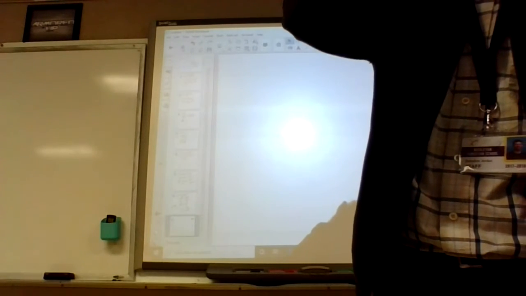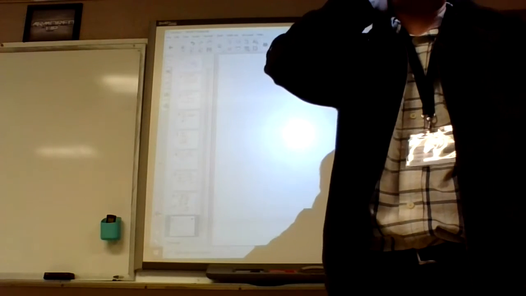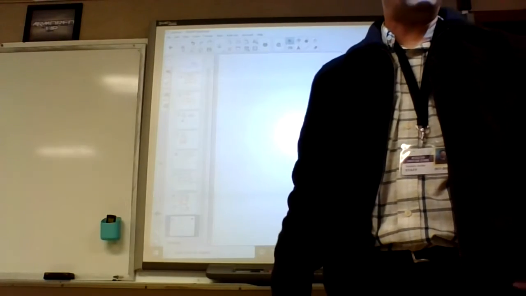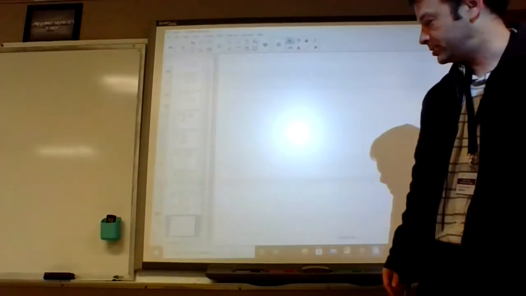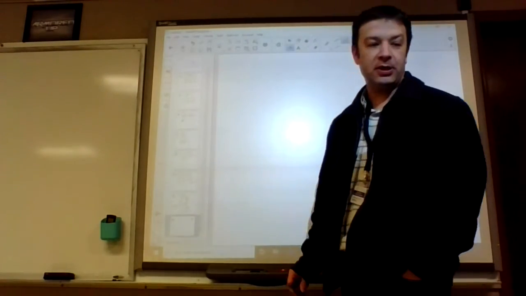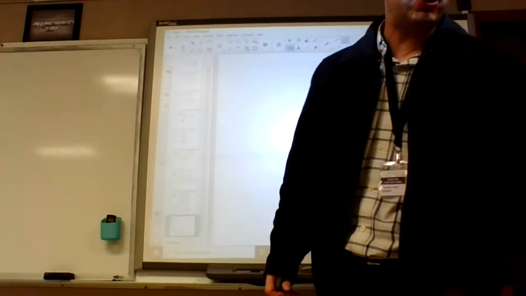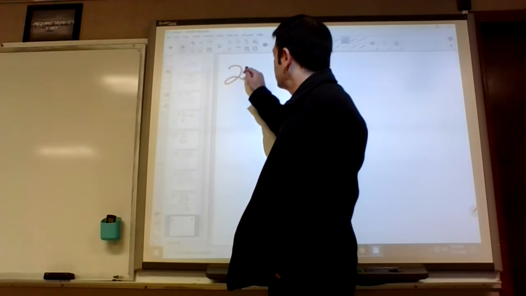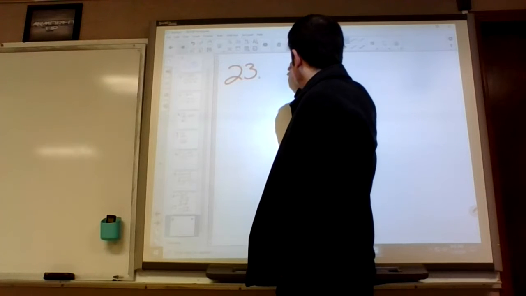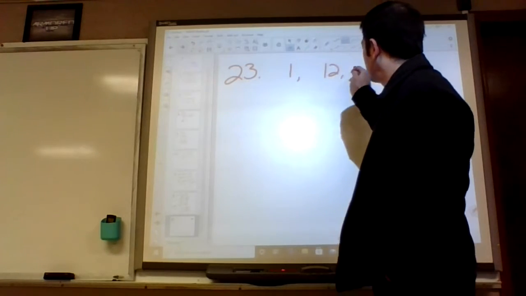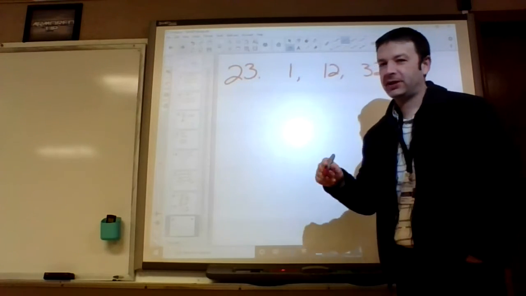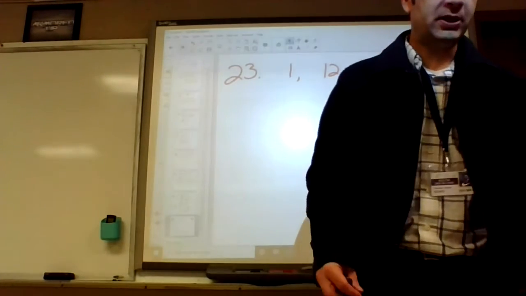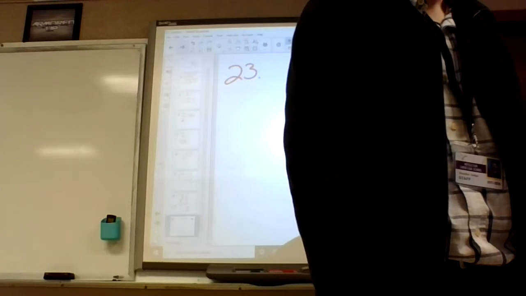Completing the square. Okay, we didn't really do completing the square, but basically it's the quadratic formula. So we will do that with the quadratic formula. So number 23. What is my A, B, and C? 1, 12, and 32. You guys have that memorized yet? Yeah. Okay, and we talked about this yesterday, didn't we?